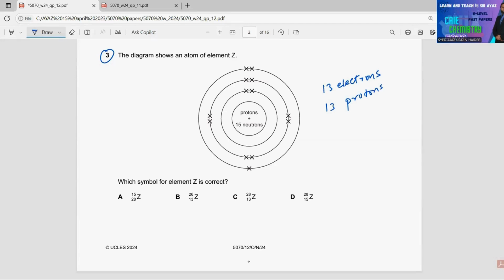So either B is correct or C is correct. A and D are incorrect. What about the nucleon number? It's simple. In order to calculate the nucleon number, you should know the number of neutrons and protons. If you add up these two, 13 plus 15, you will get 28. C must be the right choice in this case.